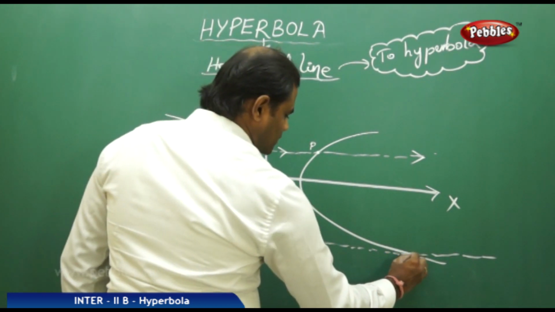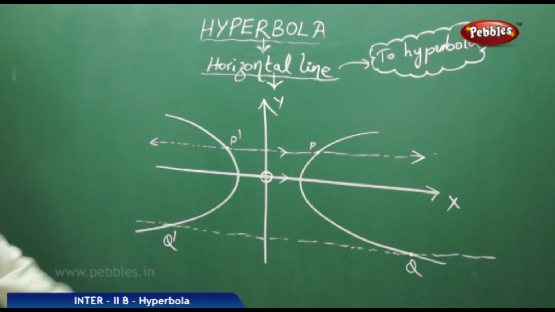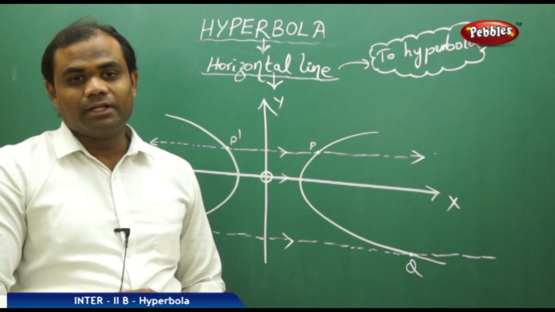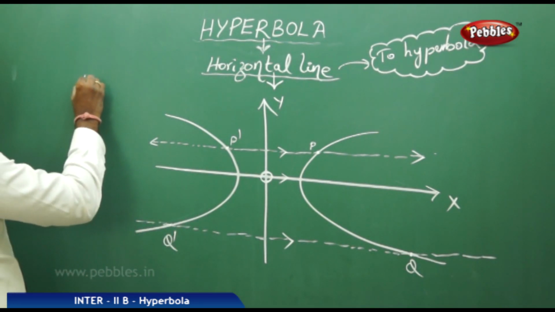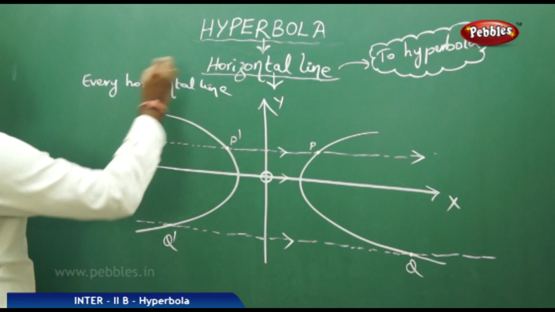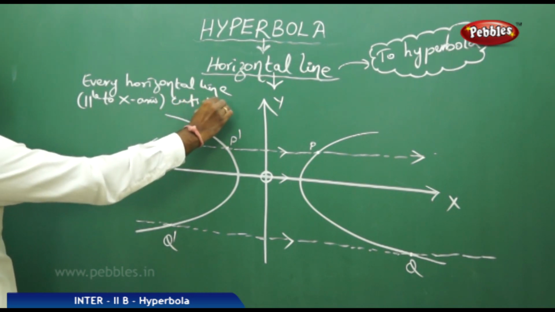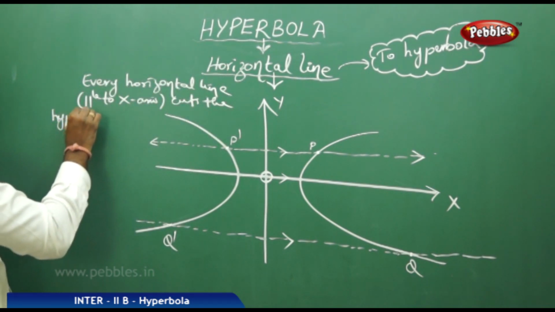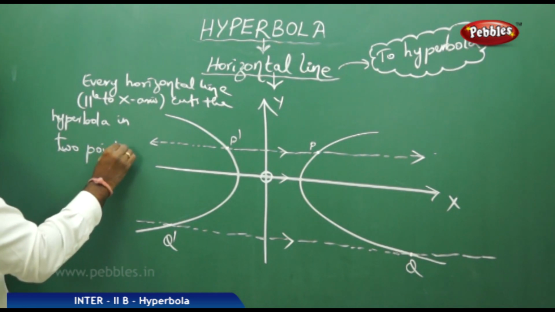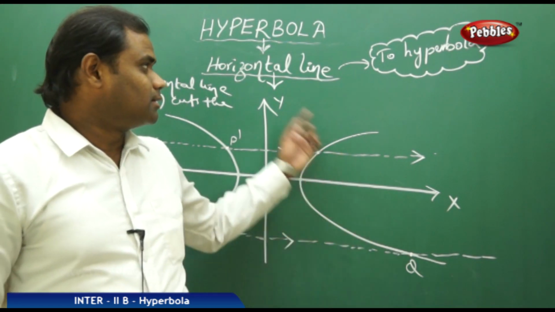Then this is also set to cut the hyperbola in 2 points, Q and Q dash, and then we get this parallel to this, 2 points of intersection. So the learning outcome here is that every horizontal line parallel to x-axis cuts the hyperbola in 2 points. That is how we identify the property of a horizontal line connected to the hyperbola.